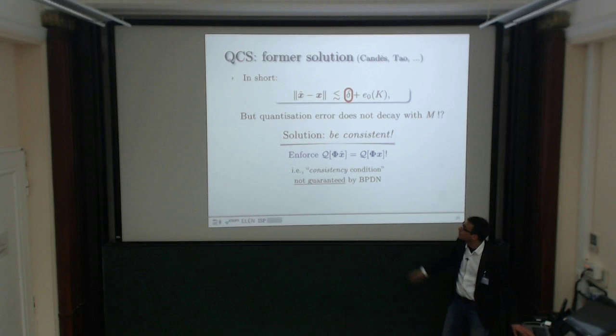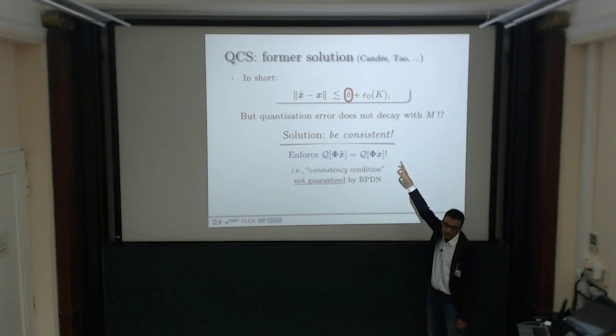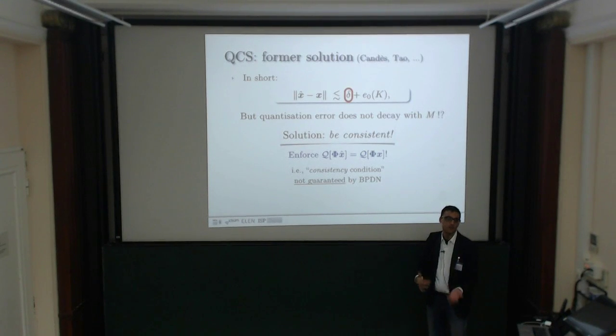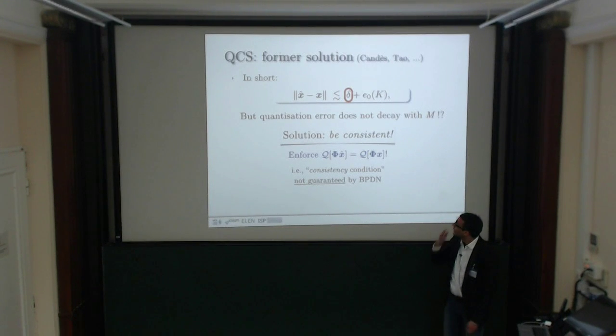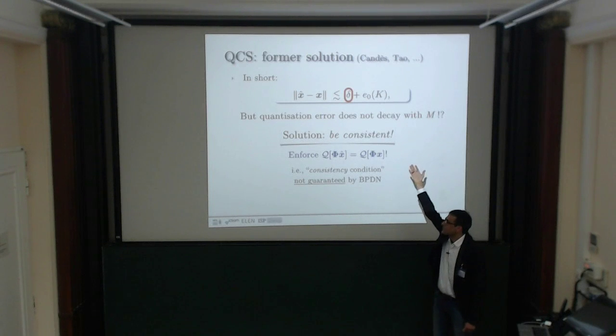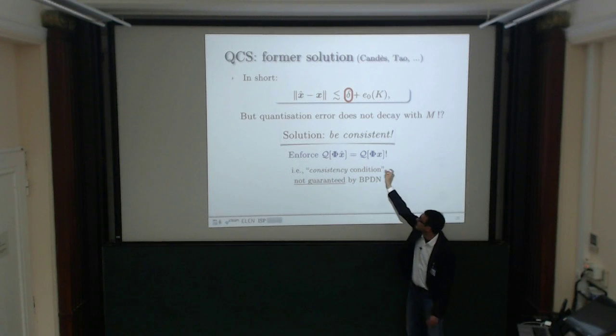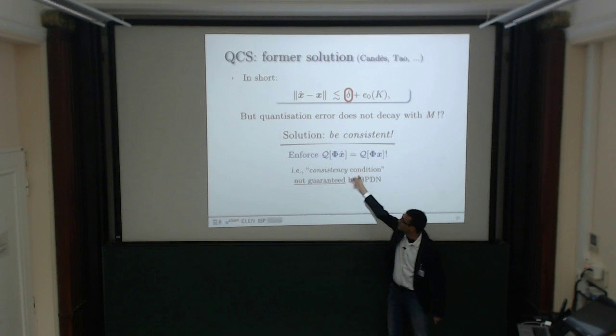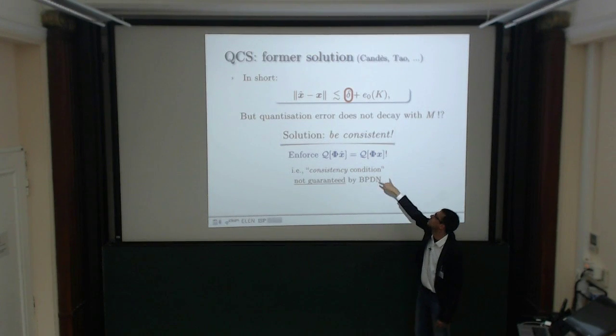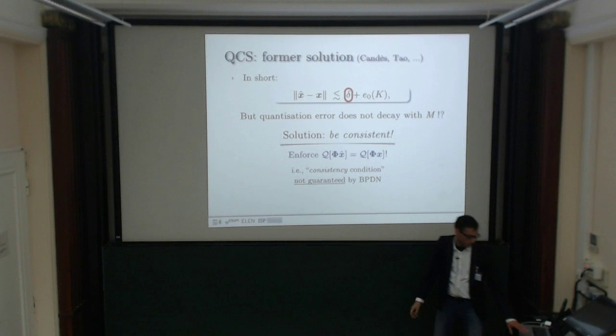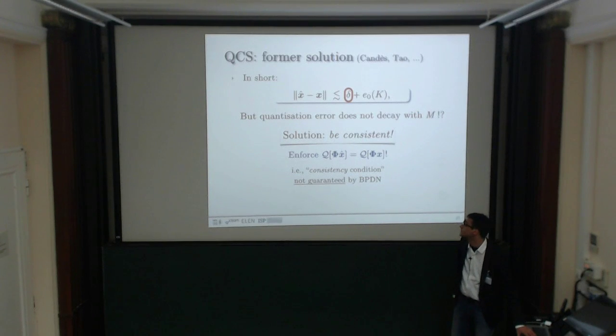OK, so indeed, it would seem that we have delta, where we would actually like to have 1 over square root of m, 1 over some power of m. So apparently the quantization error does not decay with m. The solution to this is being consistent, which means that when you observe and quantize, and when you get quantized measurements, you have to enforce in your algorithm that the quantized representation of x of your candidate solution must match the one of what you have received.